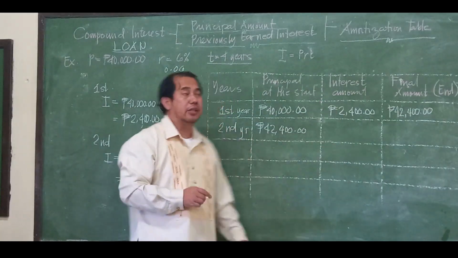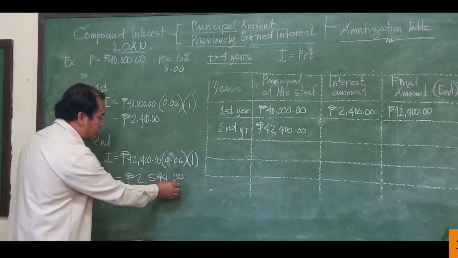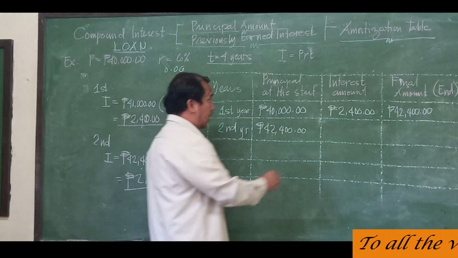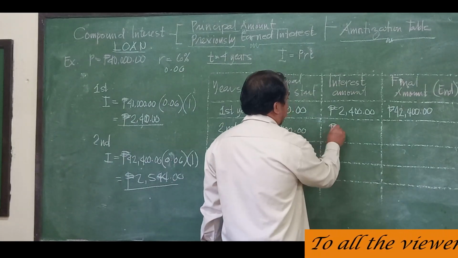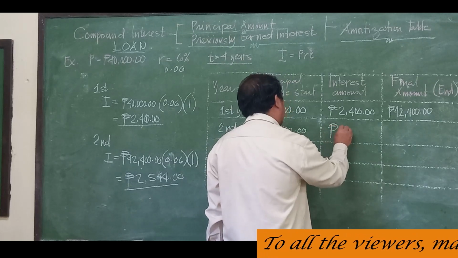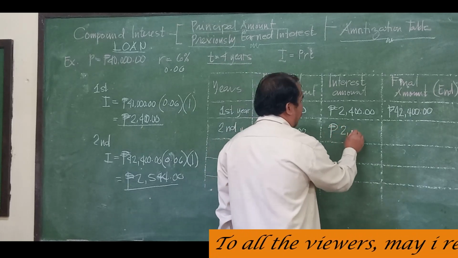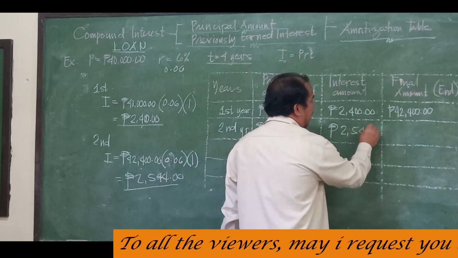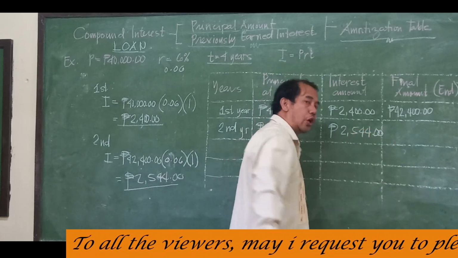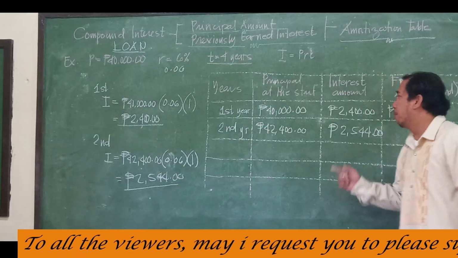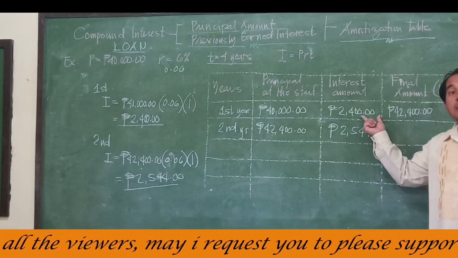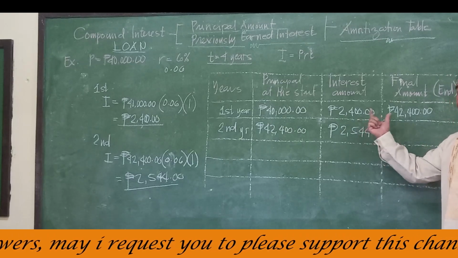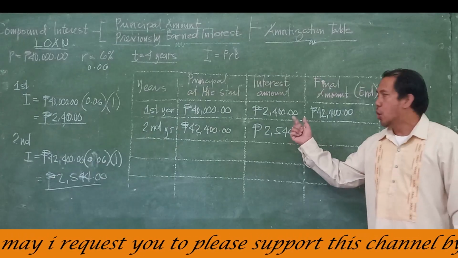But if that is in the compound interest, it will change. Okay? It will change. Why will it change? It is because your 2,400 incurred another interest. So, the previous interest earned interest again. Try to do this one.